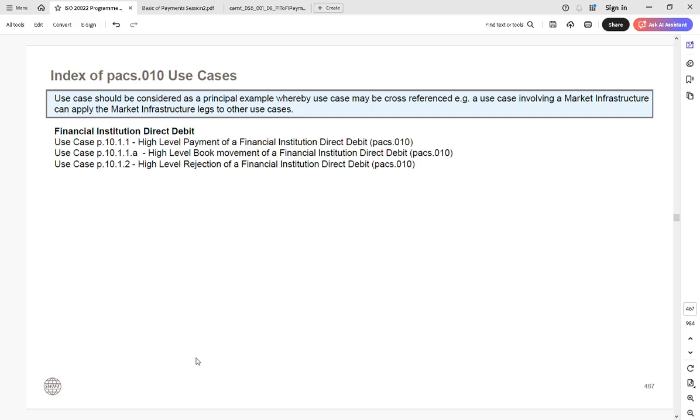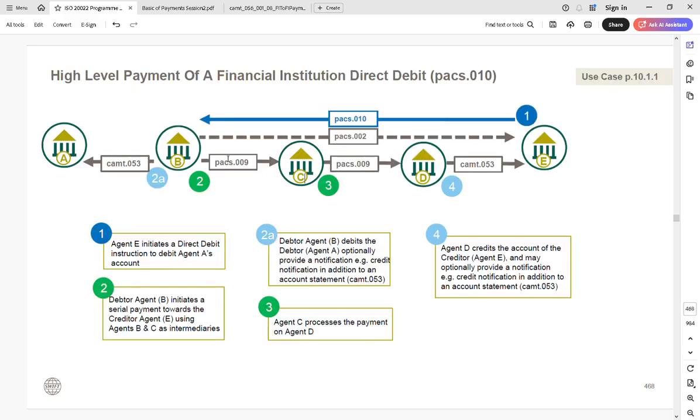Direct debit transaction information, from which bank to which bank we are giving this instruction. Okay, from right to left now, which bank. So the same flow is going to be explained here as well. A use case should be considered as a primary example where the use case will be cross reference. Use case market infrastructure can apply. Anyway, we're going to directly see the example of this one.